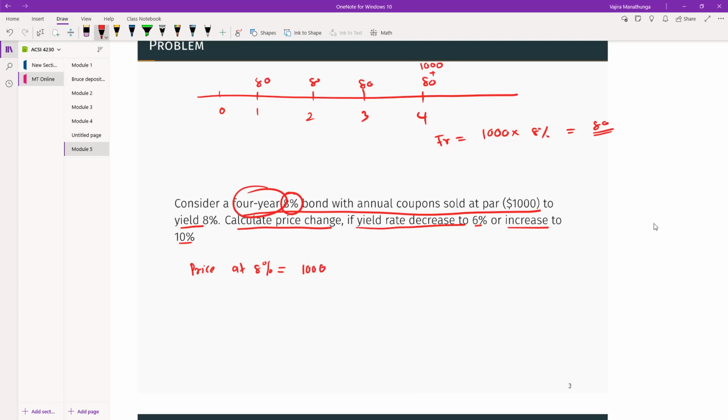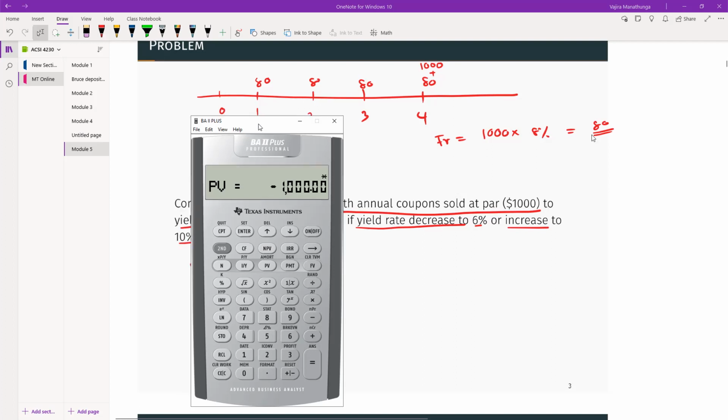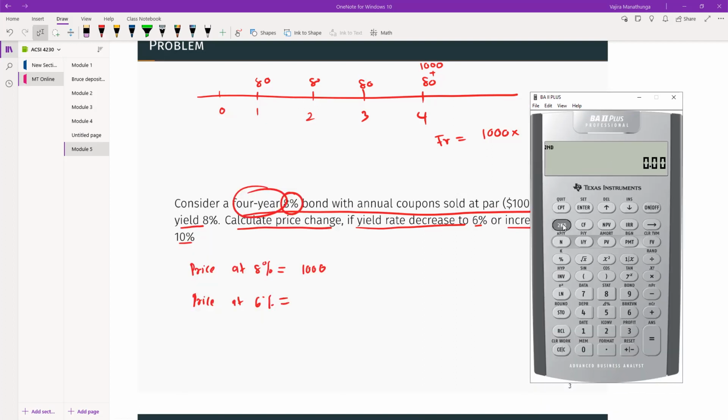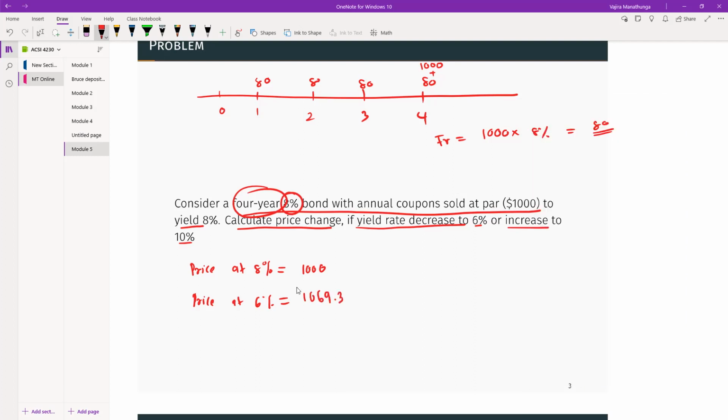Then calculate the price change if the yield rate decreases to 6%. So price at 6%. Let's use the calculator again. Let me actually reset the calculator. So you have 1,000 as future value, 80 as coupon amount, rate as 6%, 4 as N, and we are calculating present value. So it's $1,069.30.